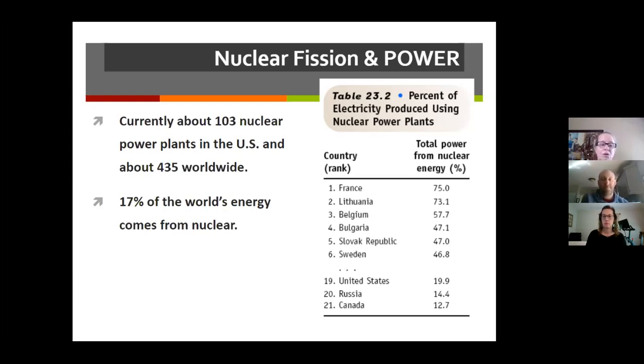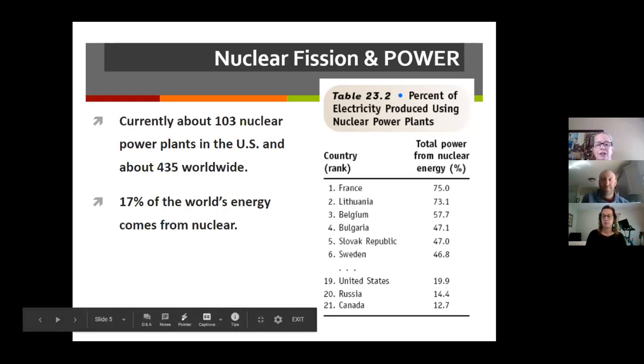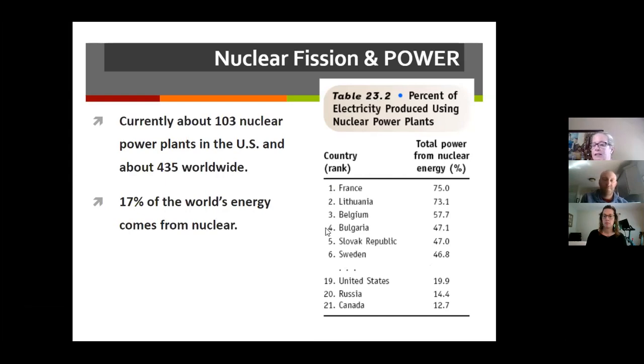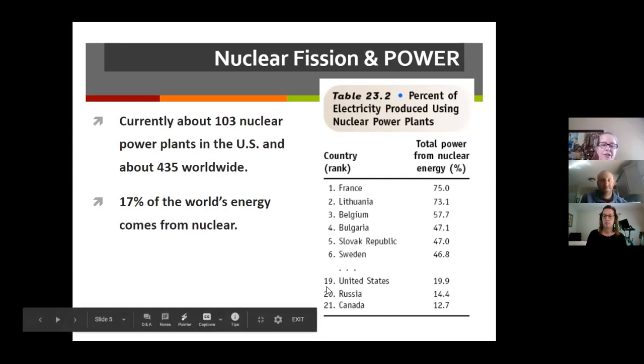17% of the world's energy comes from nuclear. Here you're looking at the different countries. You see France at number 1, with 75% nuclear energy. And in the US, we've got about 20% nuclear energy. Now we're going to go on and talk a little about how that works.